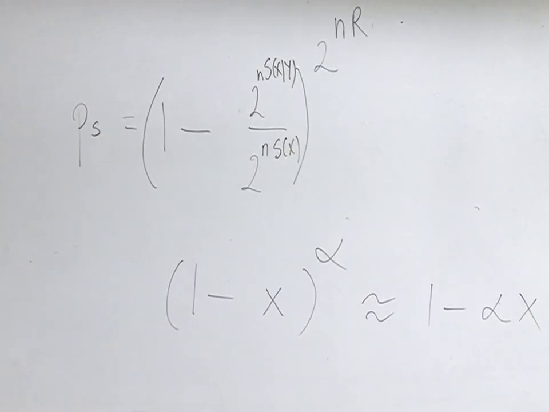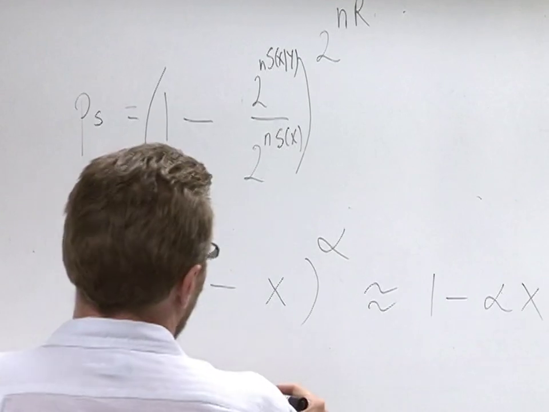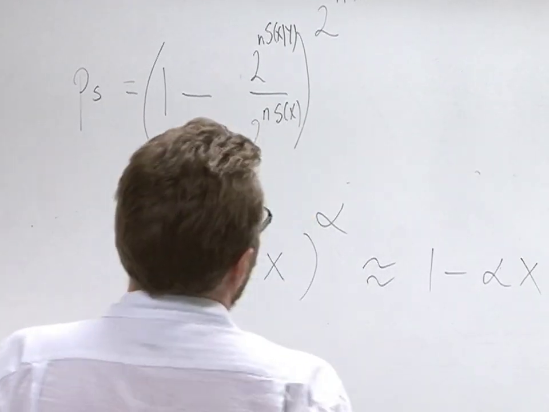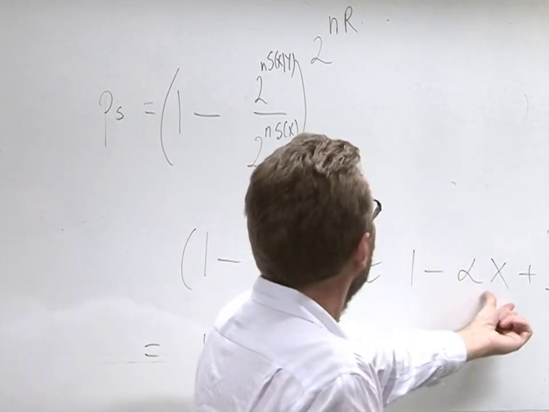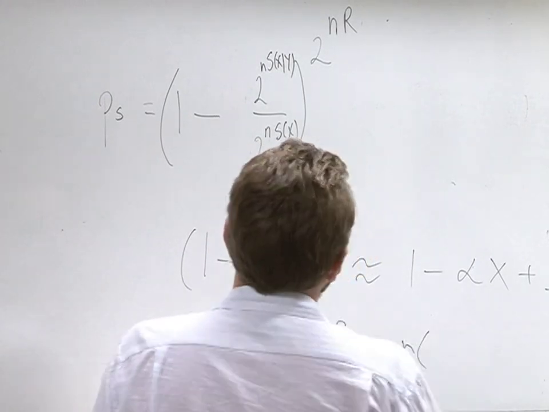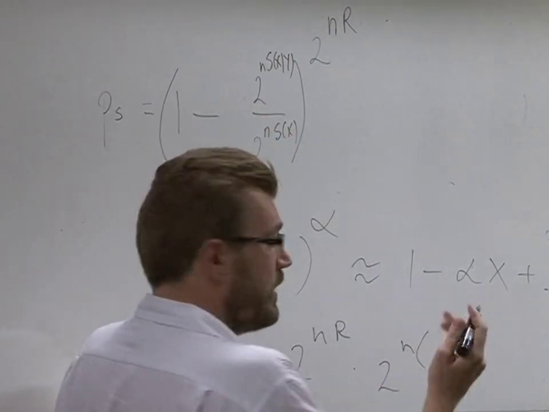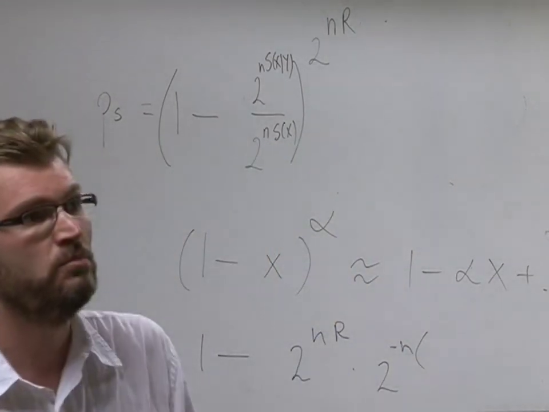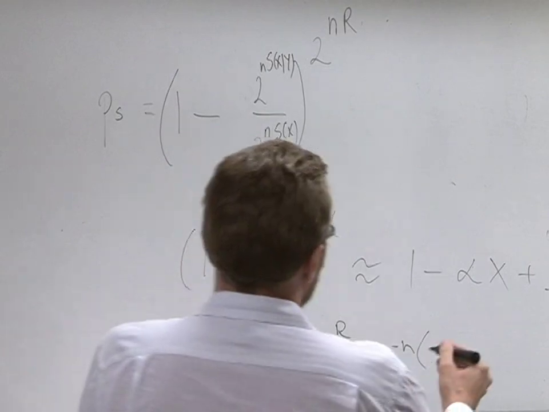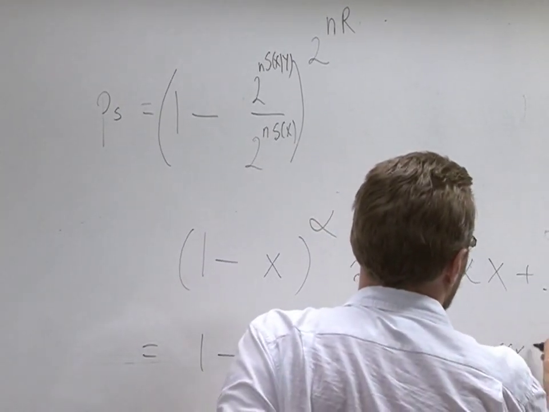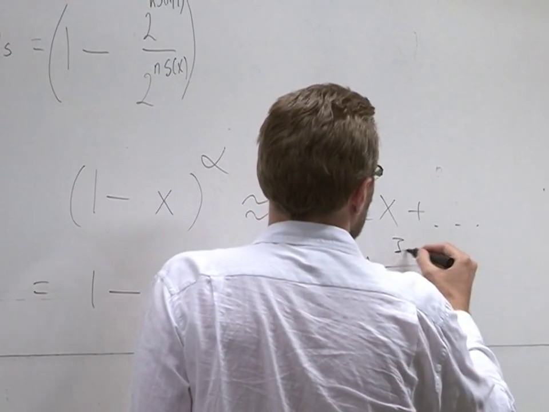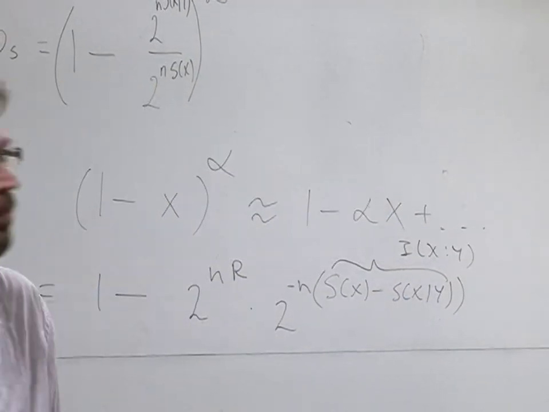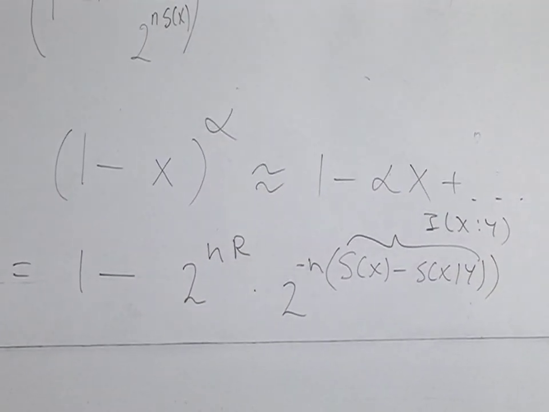And from that expression, this really looks rather nice, because it looks something like 1 minus 2 to the power n r, that's my alpha now, and then x is nothing but 2 to the power of n, and then in brackets, actually I'm going to write it with a minus sign, so that I deliberately get the mutual information inside. So if I put the minus sign there, I will get S(X) minus S(X given Y). This guy is the mutual information between X and Y. It's the same guy there. Okay?